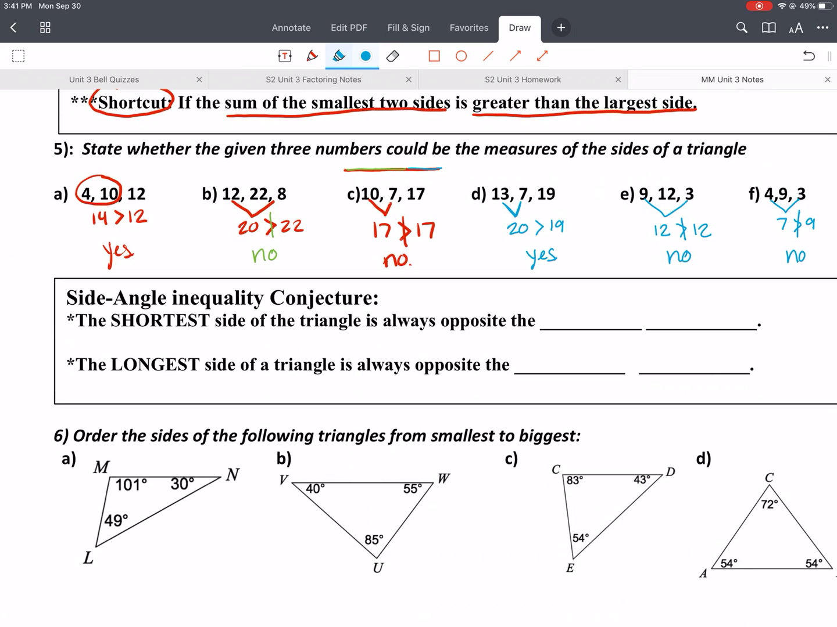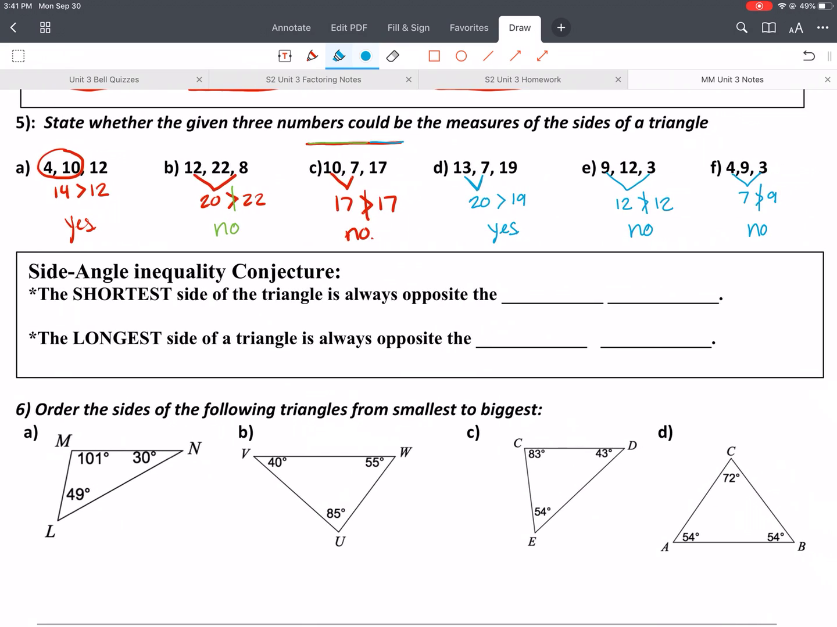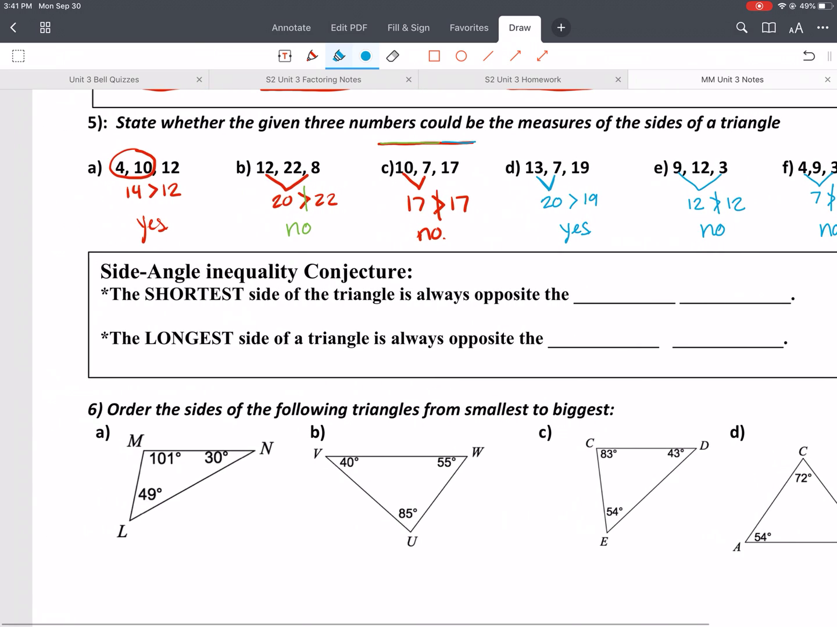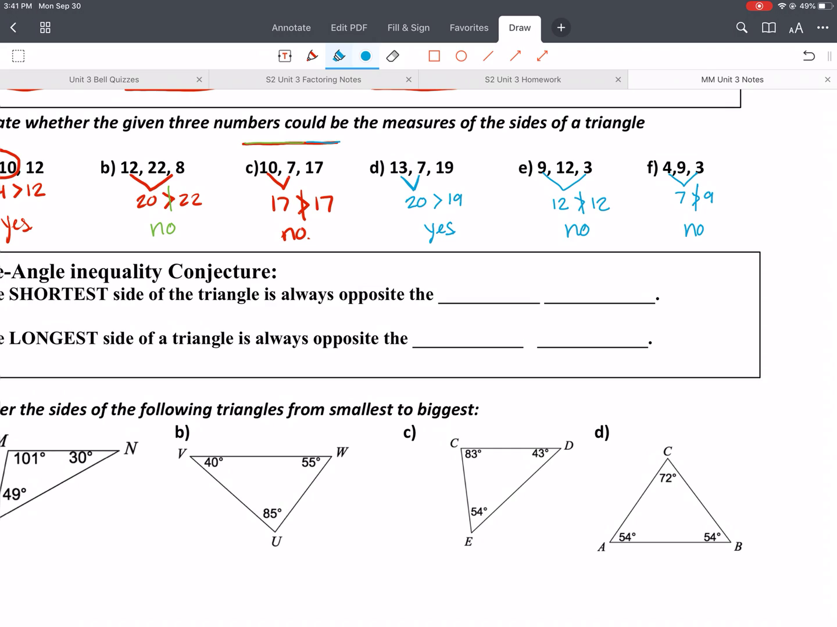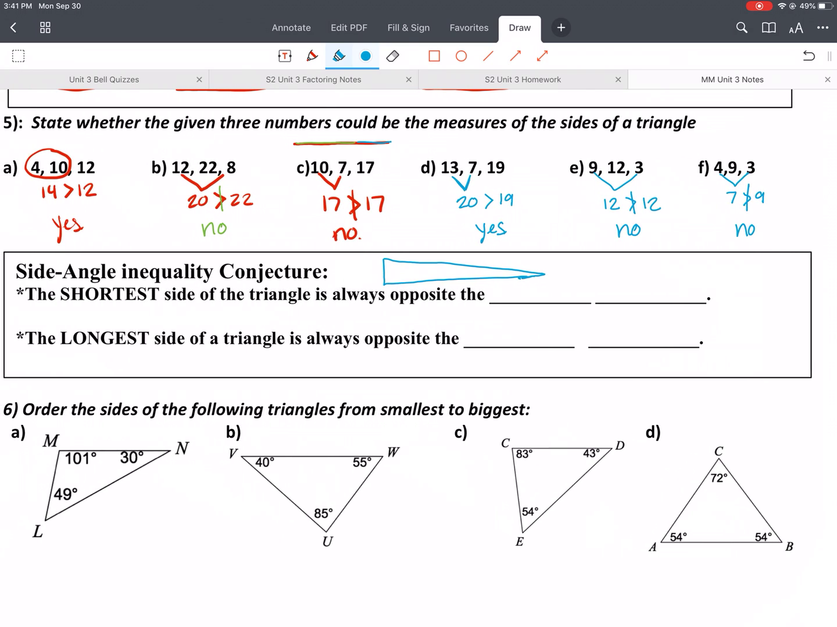All right, the other conjecture we have is the side angle inequality. So this conjecture says that the shortest side of a triangle, so let's come up with some sort of triangle, maybe some triangle that's kind of like this. Yeah, anyways, so let's come up with that triangle, okay? It says the smallest side of a triangle, so the smallest side for that triangle would be like right here.